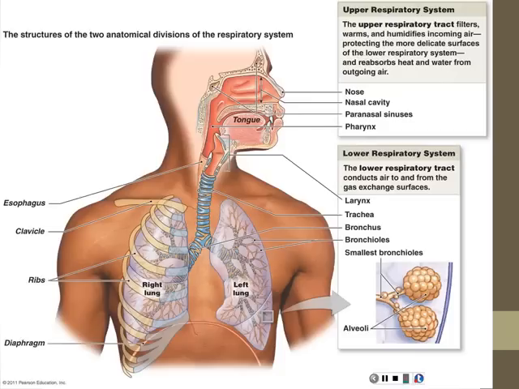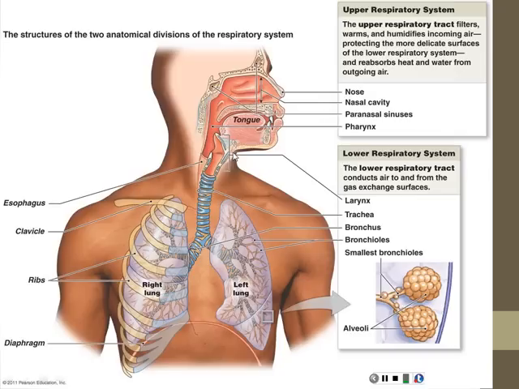Okay, so the respiratory system. Obviously, the primary organs of the respiratory system are going to be the lungs, which is what we're going to end up spending most of our time talking about. But that isn't the complete picture. We divide the respiratory system into the upper and lower respiratory tracts. And the dividing line there is the larynx.